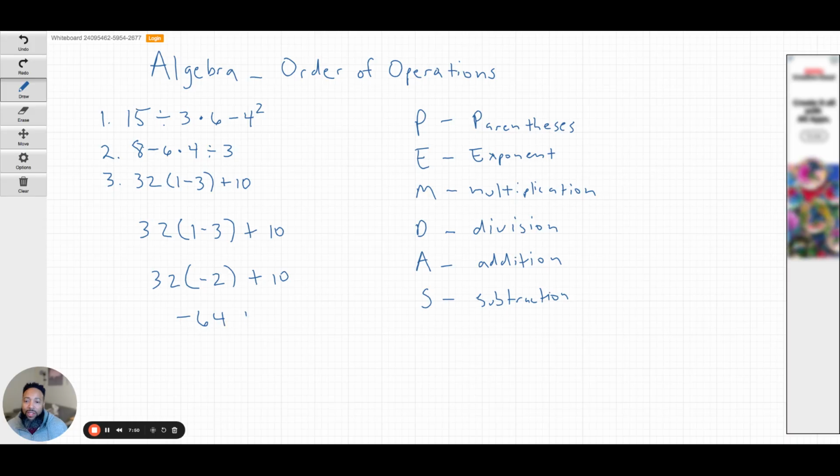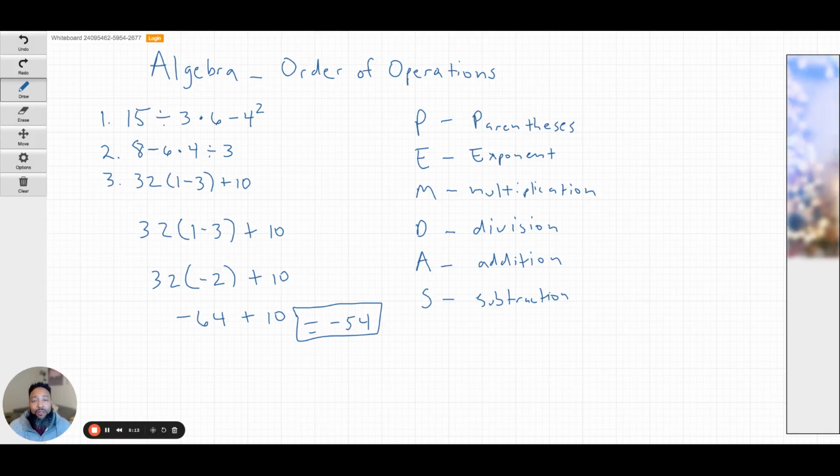So we have negative 64 plus 10. So now our only operation is just addition. So we have a negative 64 plus 10, which gives us a negative 54. And that's our answer. So I hope this works. Whenever you do a problem, like I said, make sure you go by the order of operations first. You use PEMDAS as the acronym to help you remember what that is. Don't just perform problems left to right or right to left or whatever you think you need to do first. Make sure you go by the order of operations.